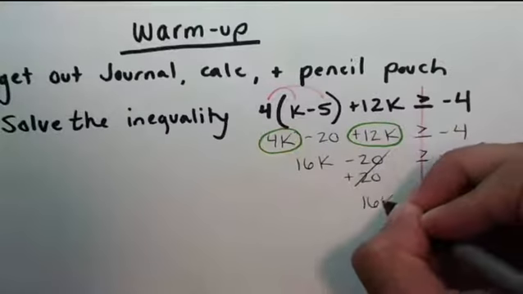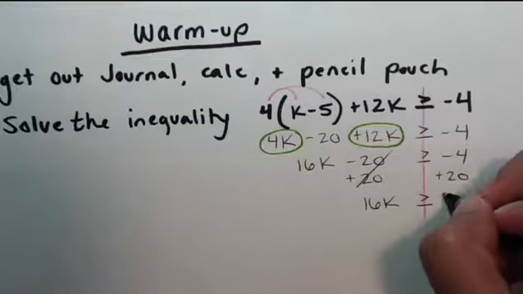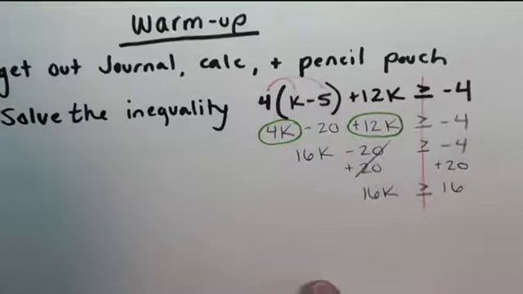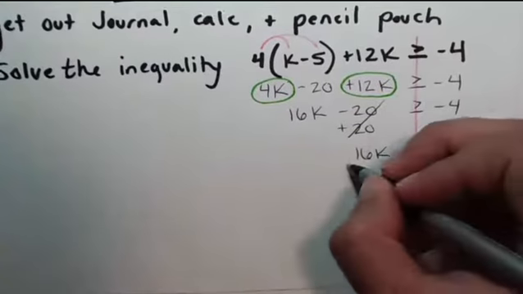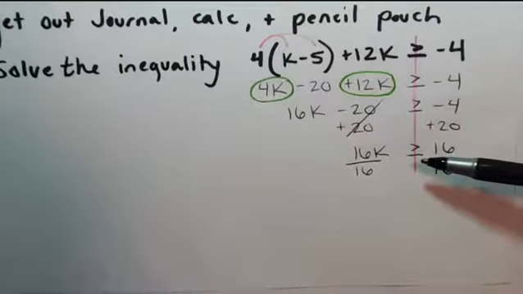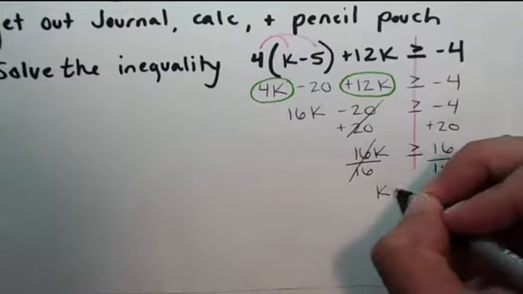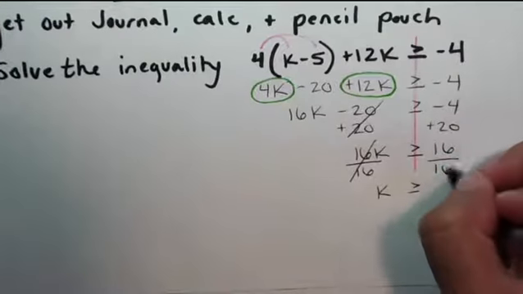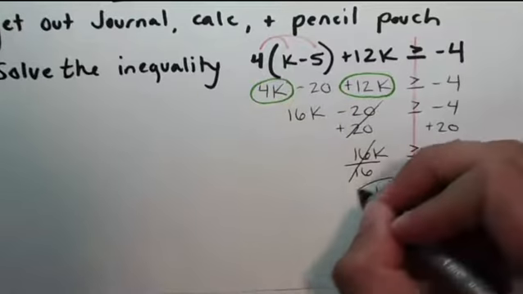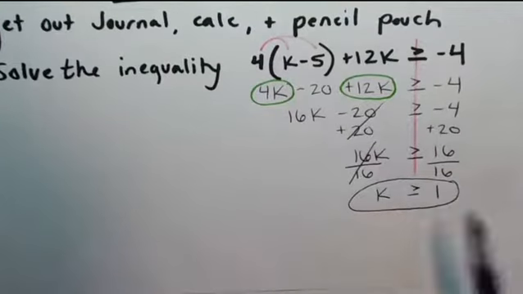I now have 16k is greater than or equal to 16. Then to get k by itself, I have to divide by the coefficient. Now remember our little rule with the inequalities. If this was a negative number, I'd have to flip the sign, but since it's positive, I leave the sign the same. So my answer here is k is greater than or equal to 16 divided by 16 is 1. So possible solutions could be 1, it could be 2, it could be 3, it could be 4, it could be 5, because those numbers are all greater than or equal to 1.